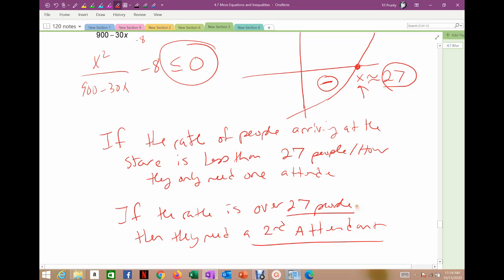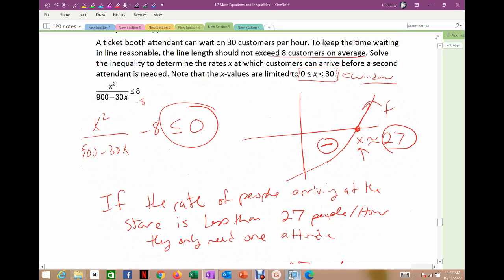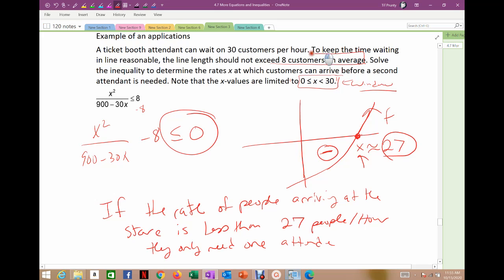Alright, so if it's 27 people or more, right, because that's the plus side. So if I'm 27 people or more, they'll need somebody else, a second person at the register. But as long as it stays less than 27, they only need one person there. And then their line's going to be... So as long as they have less than 27 people coming into the store per hour, they only need one person at the register, and they won't exceed, on average, 8 customers in line, waiting to be attended to.